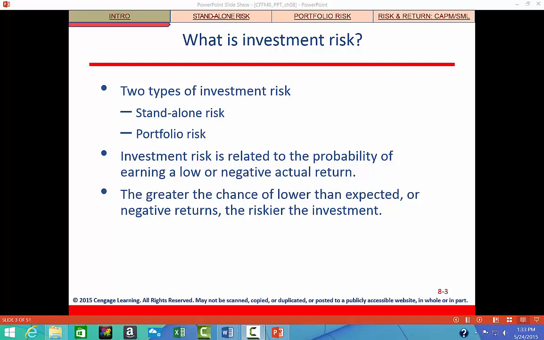When we talk about risky investments or investment risk, we're talking about the risk of losing money or getting a negative return. And the higher the expected return for a stock, usually the riskier that stock is. The lower the expected return, usually the lower the risk is for that particular stock.